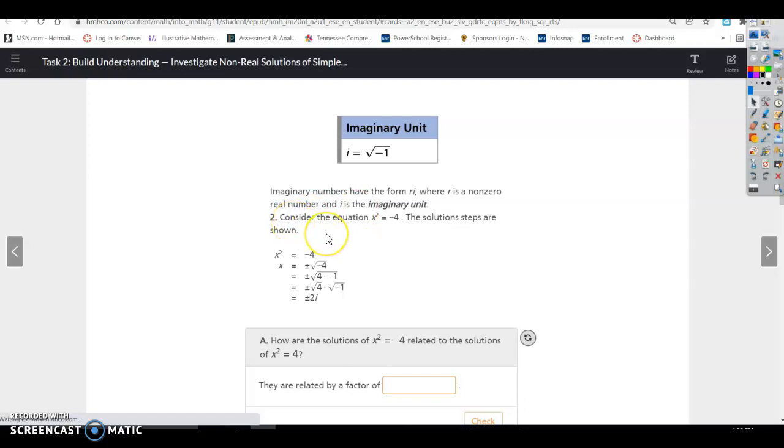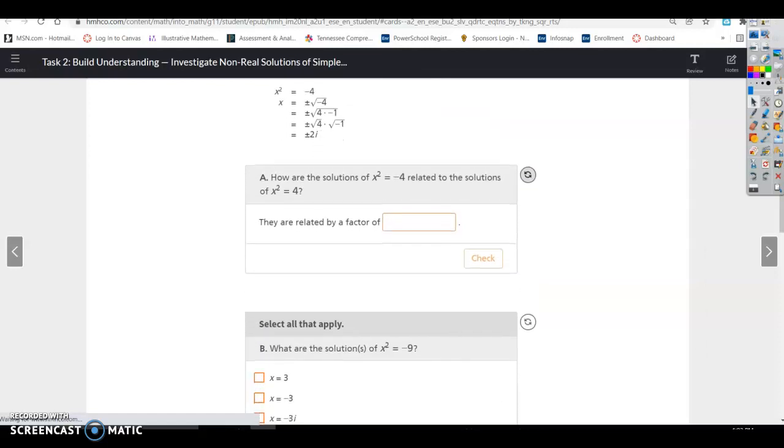Consider the equation x squared equals negative 4. The solution steps are shown. So you have x squared equals negative 4. If we take the square root of both sides, we get plus or minus the square root of negative 4. Then you can separate it into two parts. Negative 4 can be rewritten as 4 times negative 1. We know the square root of 4 is 2, and now we know that the square root of negative 1 equals i. So x squared equals 4 gives plus or minus 2, and x squared equals negative 4 gives plus or minus 2i. Just a slight difference for an imaginary number.